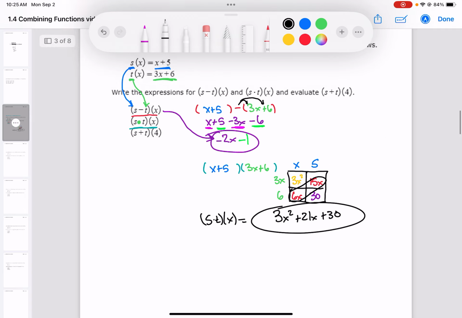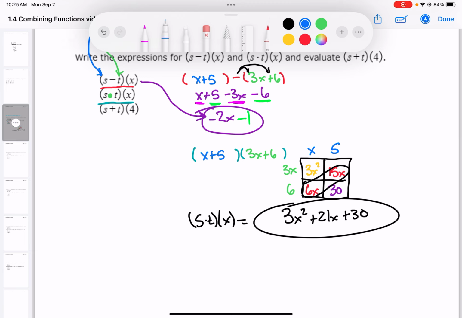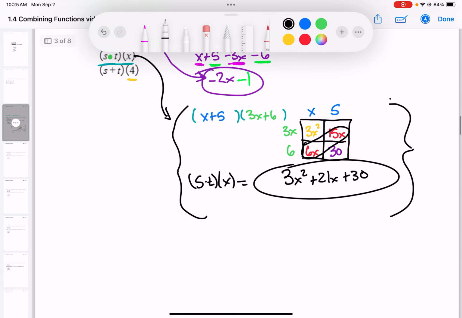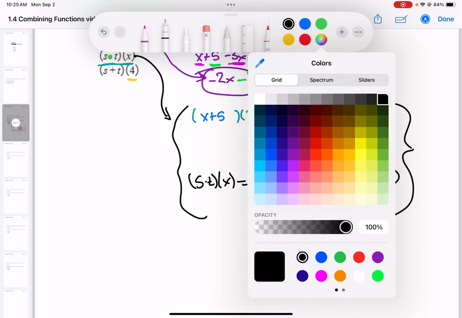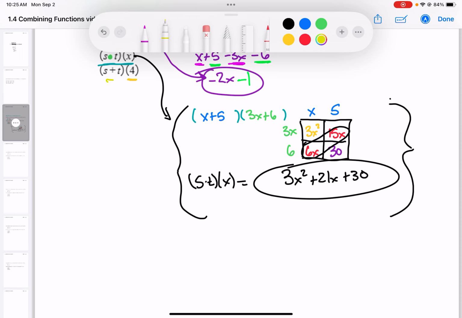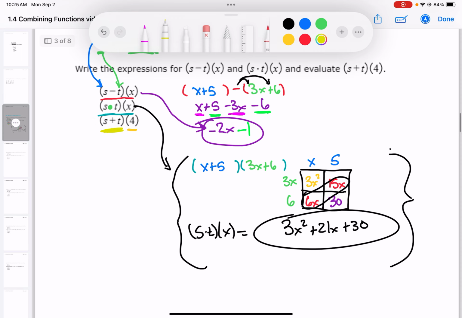Okay, so this last one is not an of x. As we look at this part of it right here, instead of a function of x, this last one has a value for x. So I'm not going to put in x, I'm going to put in a 4 wherever I see an x.